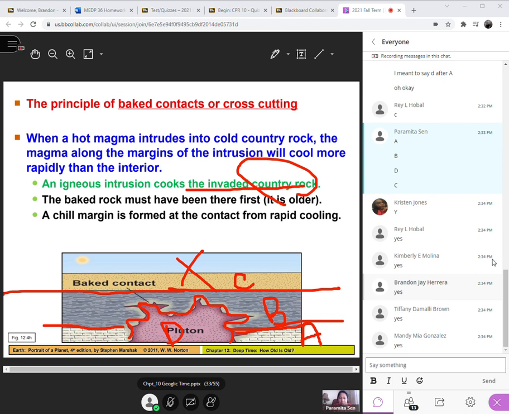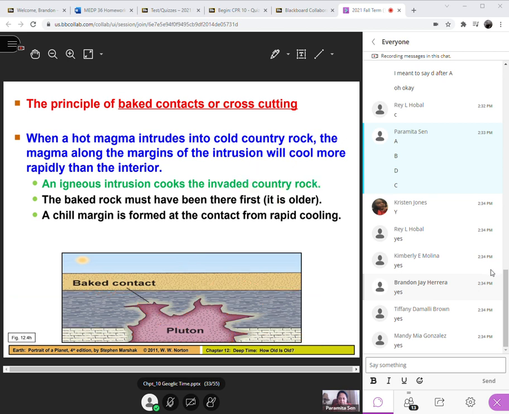Wait, I'm going to make it clear. So look at this. The sides of the rocks have changed in composition. It is white in color. It can only be changed when the rocks are already formed. So the pluton came later on. Rocks were formed before. So A and B, and then the pluton.